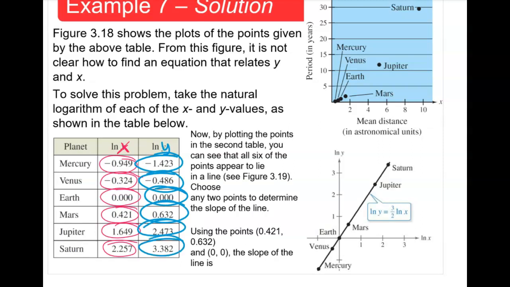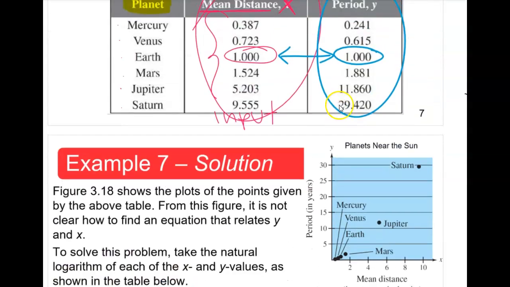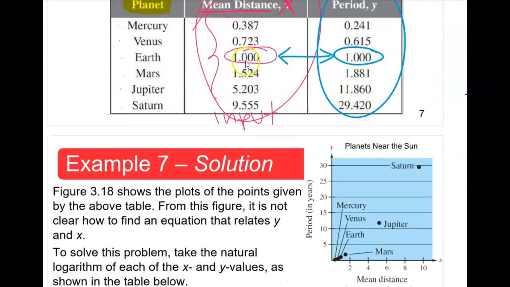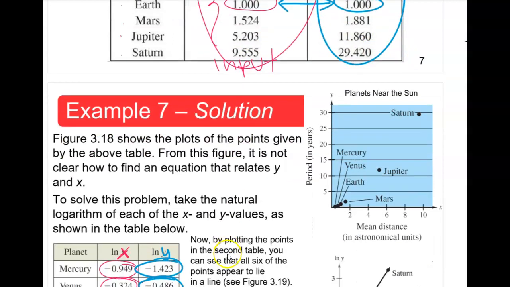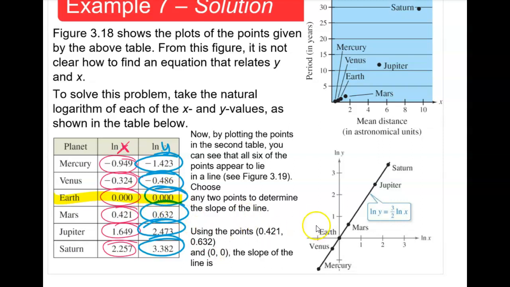For Earth, we have 0 and 0 because we had 1 and 1 for the x and y values. So remember, natural log of 1 is 0, natural log of 1 is 0. So that's how the new points, for example, the point here 0.421 comma 0.632, which is representing Mars, you could see it graphed right here.